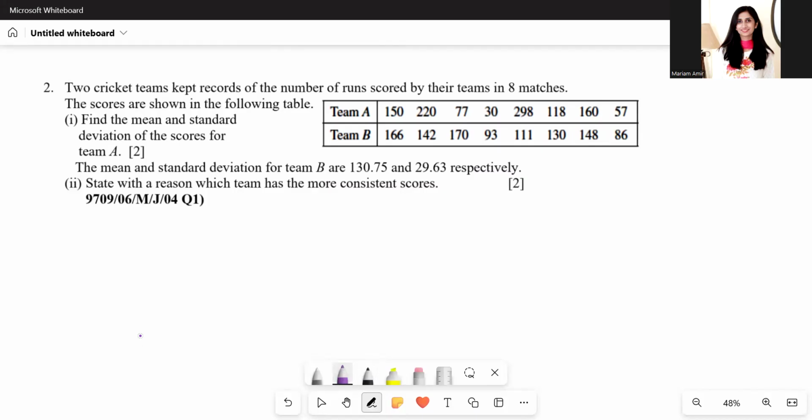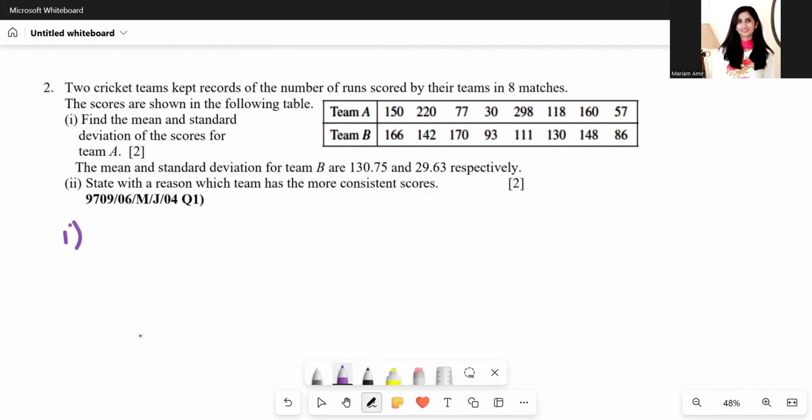Cricket teams kept records of the number of runs scored by their teams in 8 matches. The scores are shown in the following table. So we can see that Team A has scored 150, 220, 77, 30, and so on runs, and Team B has scored 166, 142, 170, and so on runs in the 8 matches it played. Part 1. Find the mean and standard deviation for the scores for Team A.